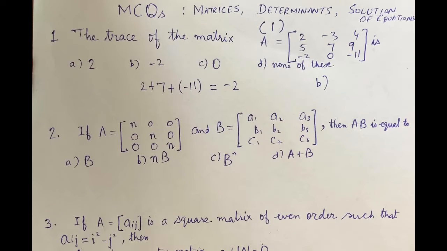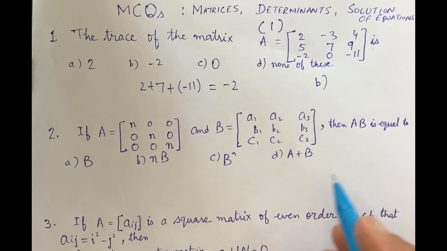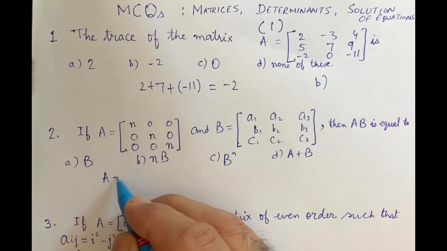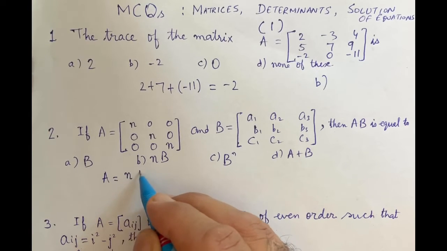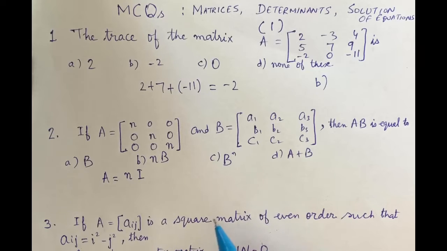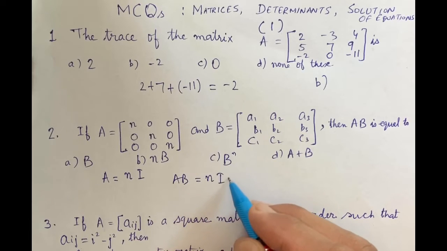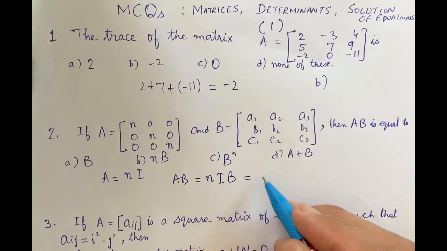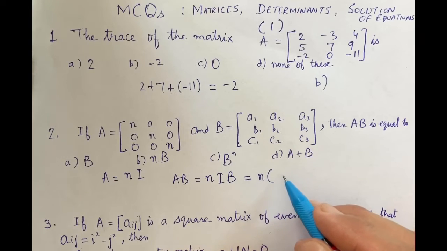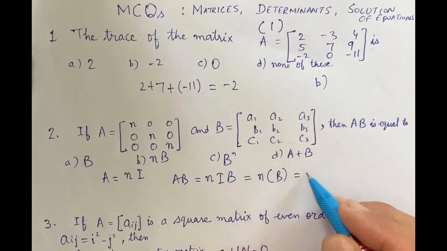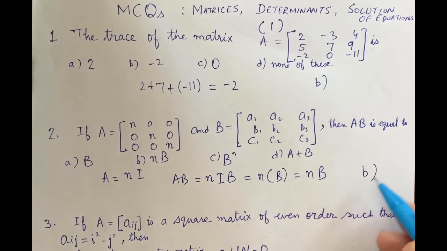The second one, we have to find A into B. A is, can we say, n into I? This is n times I. So A into B means n into I into B, and I into B is B. So this is n into B. So this is the answer.